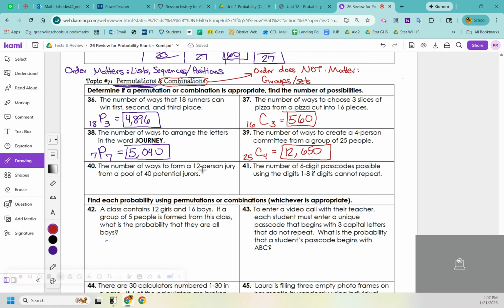The number of ways to form a 12-person jury from a pool of 40. That's a group, a committee. Those people in the jury, it doesn't matter if they were chosen first or last, they are going to make the decision. So as a combination, out of the 40, we need a group of 12. This is that huge number, 5,586,853,480.